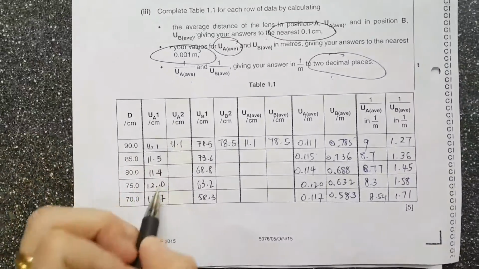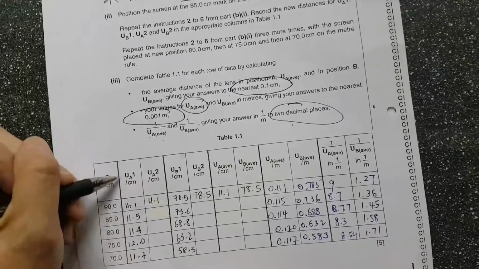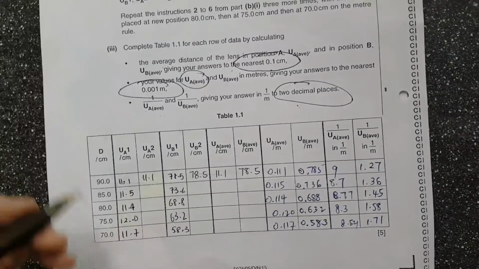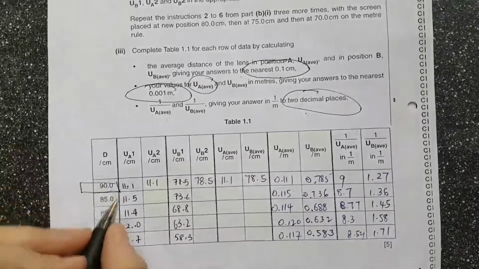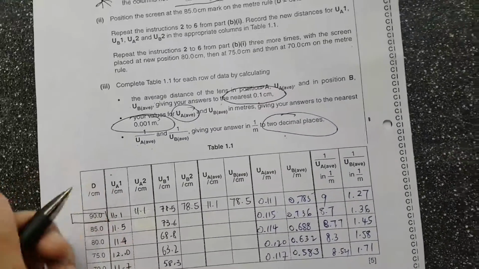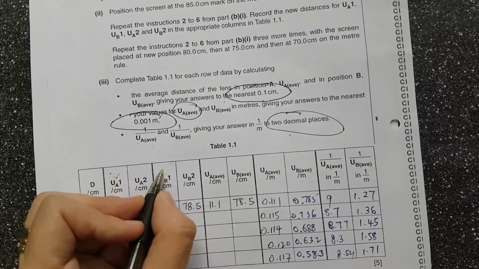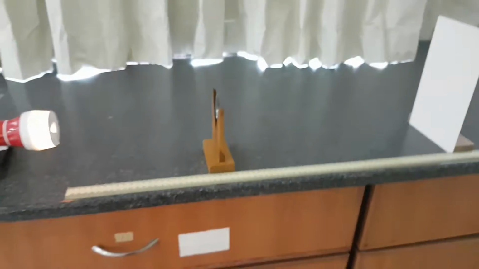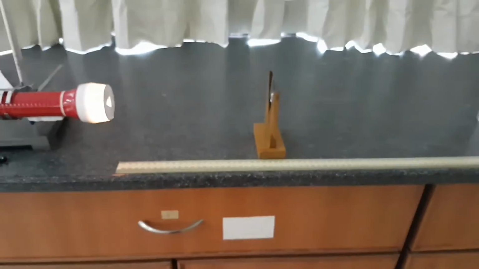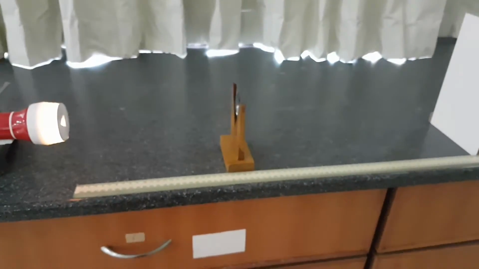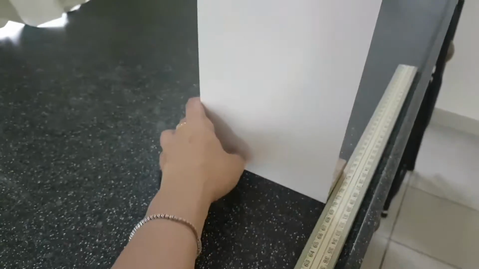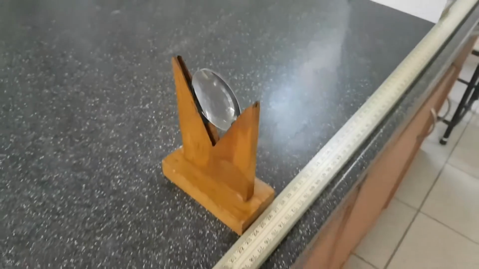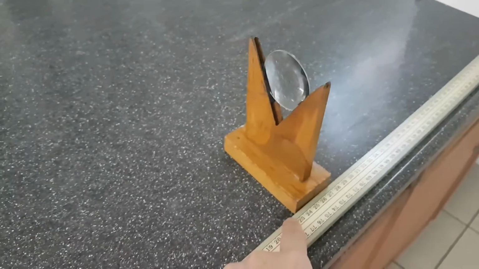Now this is the data that I have collected. I've collected only one set of data. For your case, you should repeat each setup twice. That's why I get UA1, UB1. So this is my setup. According to the paper, the instruction, all my setup has to be leaning against the ruler. So I must keep reading the instructions and remind myself according to what they requested. So it has to be against the ruler like that.